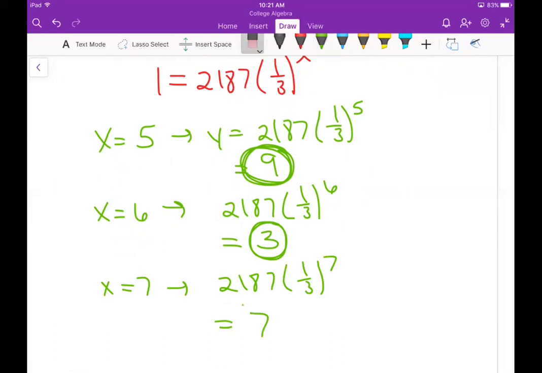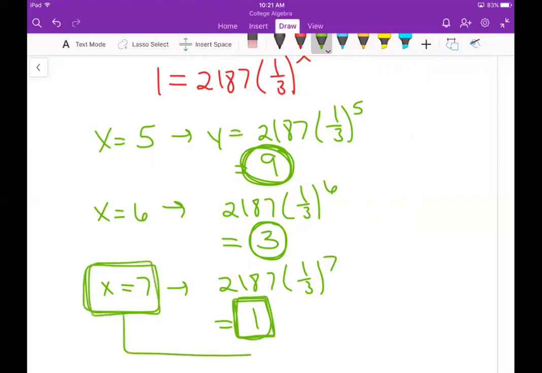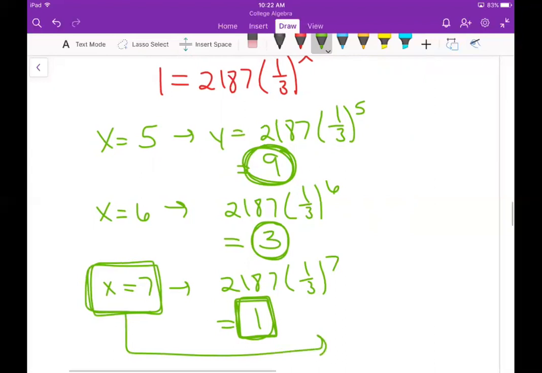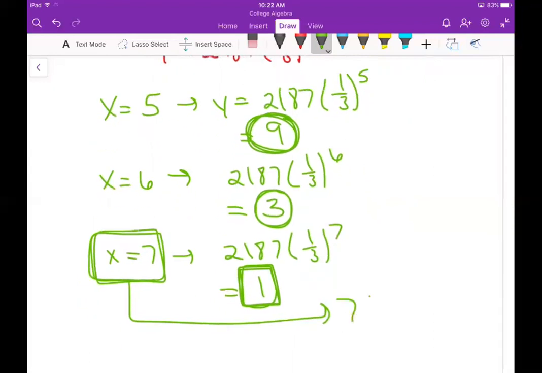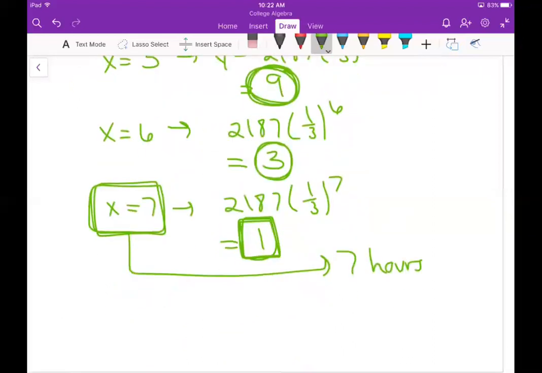If you take that to the 7th, you will get 1, meaning it'll take 7 rounds or 7 hours to get down to that winner, that 1 dancer left on the floor. So x equals 7 is our final answer, and the answer to this final question is that it'll take 7 hours or 7 rounds. How long will it take? 7 hours to get a winner in this dance competition if we eliminate 2/3 of the dancers every hour.